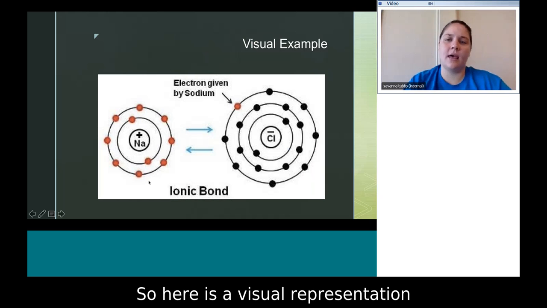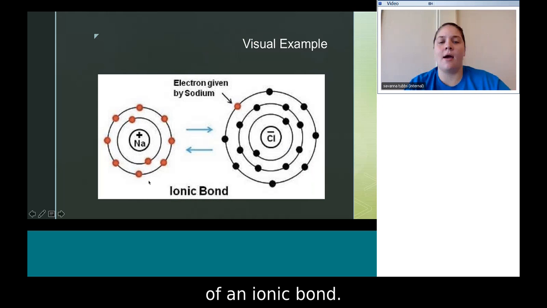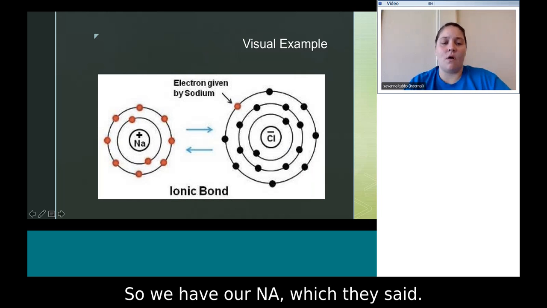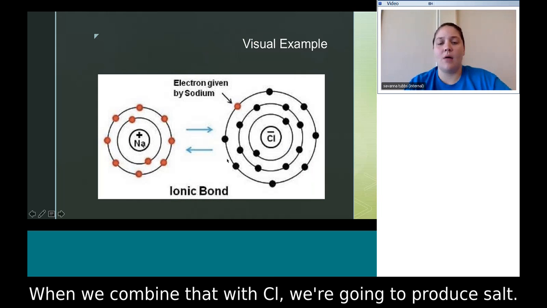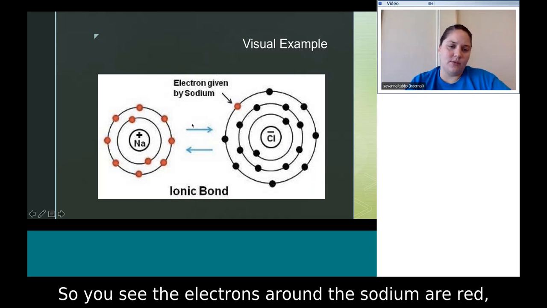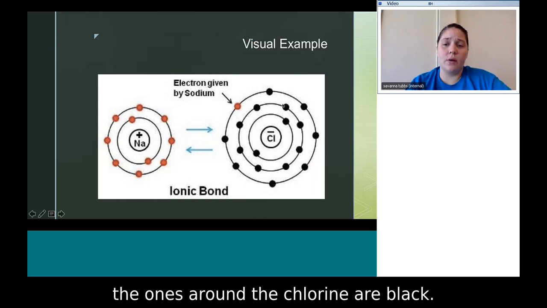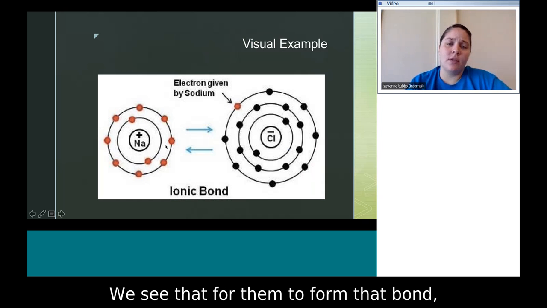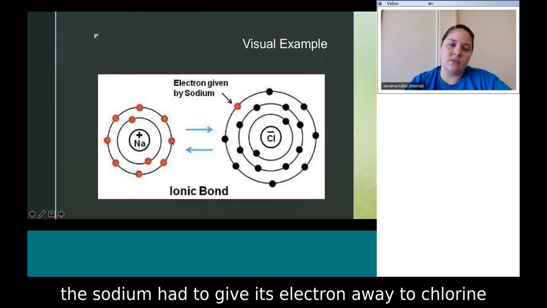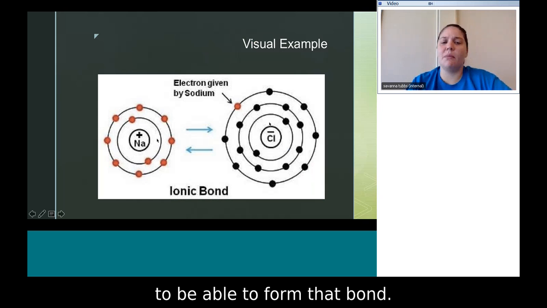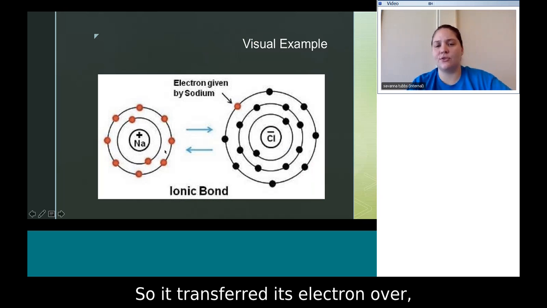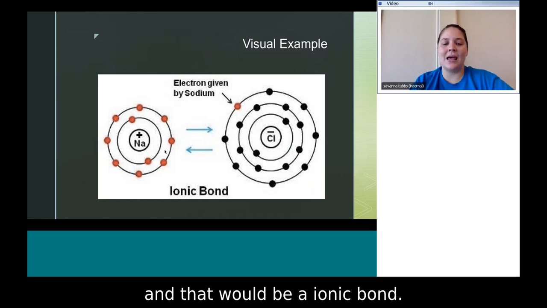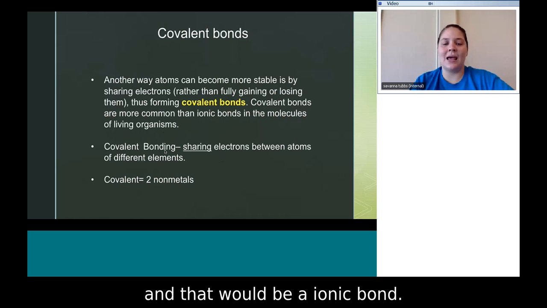So here is a visual representation of an ionic bond. We have our Na, which, when we combine that with Cl, is going to produce salt. You see the electrons around the sodium are red, the ones around the chlorine are black. For them to form that bond, the sodium had to give its electron away to chlorine. So it transferred its electron over, and that would be an ionic bond.